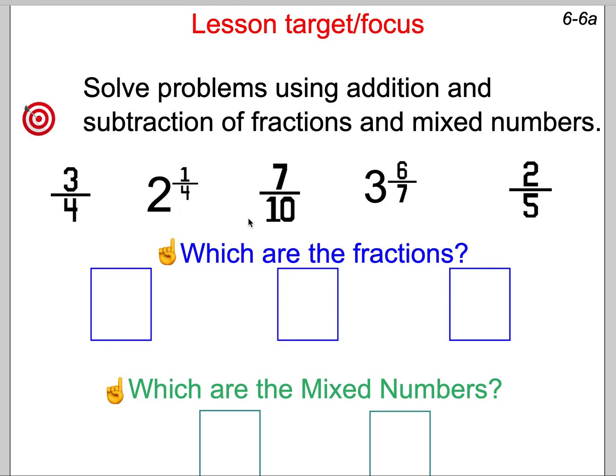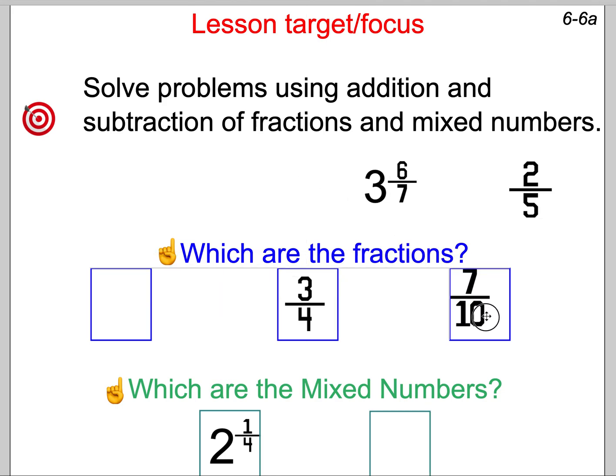So of these numbers here, we have some mixed numbers and some fractions. So I know you can't drag the ones, but where would 3/4 be? Is that a fraction or a mixed number? Yep, it is a fraction. The numerator is less than the denominator. We have 3 out of 4. How about 2 and 1/4? Bingo. 7/10 or 7 out of 10. Yep, that's a fraction.